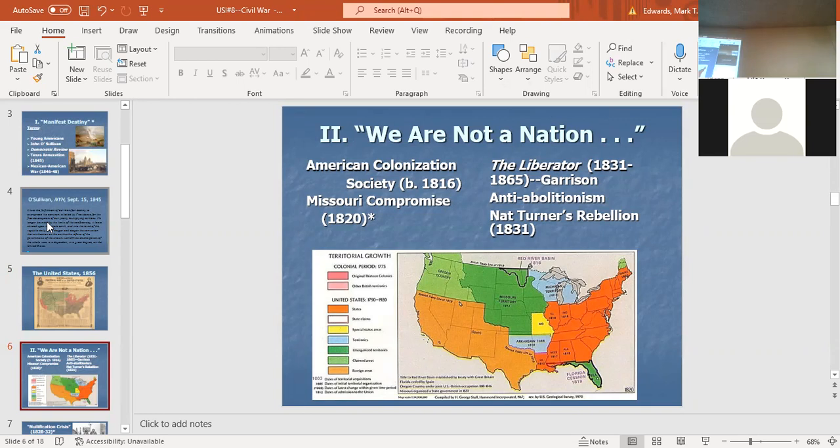Slave trade, yes. But we know that ultimately ending the slave trade was something that was very self-serving for the planters who had large numbers of slaves. For Thomas Jefferson, who had over 100 slaves, to say, let's end the slave trade, that's really easy for Jefferson to do. He doesn't have to buy any more slaves. He's got enough.